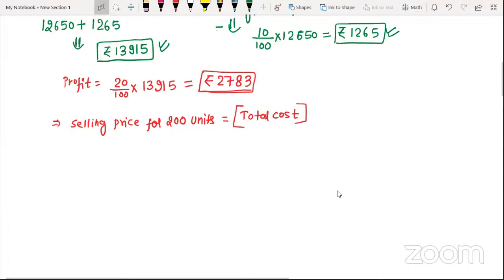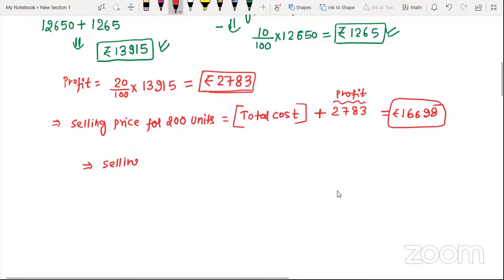This is the price which is used in the production of the transistors. And this is going to be plus the profit. This is the profit. So this is the selling price: total cost plus profit. So selling price will be rupees 16698. You can take the summation. So this is the total selling price, and they are asking the selling price per unit.